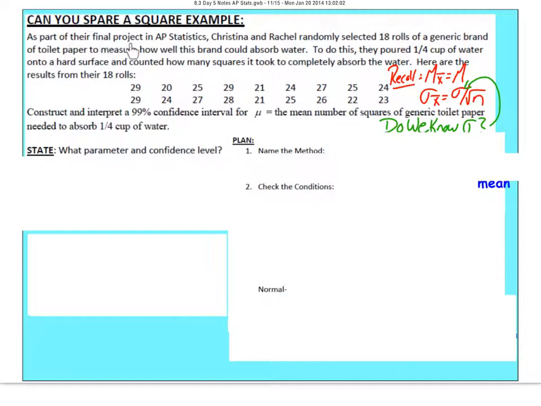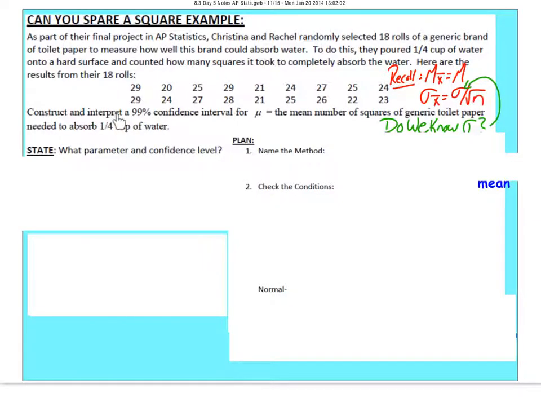So here, as a part of their final project in AP Stats, Christina and Rachel randomly select 18 rolls of generic brand toilet paper to measure how well this brand could absorb water. To do this, they poured 1/4 of a cup of water onto the hard surface and counted how many squares it took to completely absorb the water. Here are the results from their 18 rolls. So these are how many squares, again, it took them to absorb that 1/4 cup when they did it 18 times.